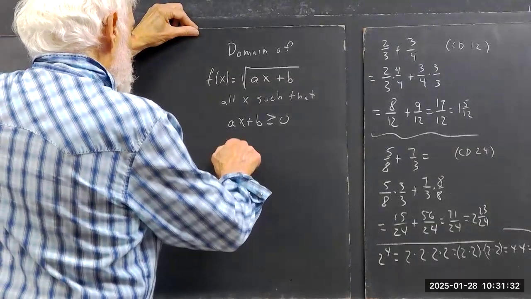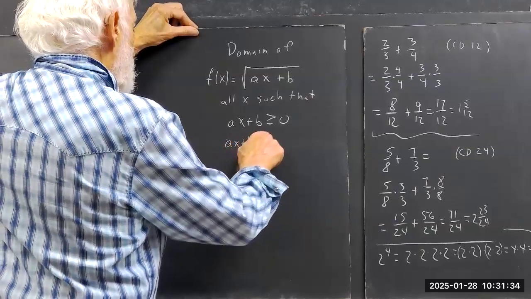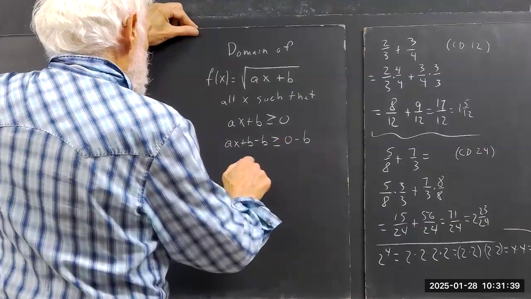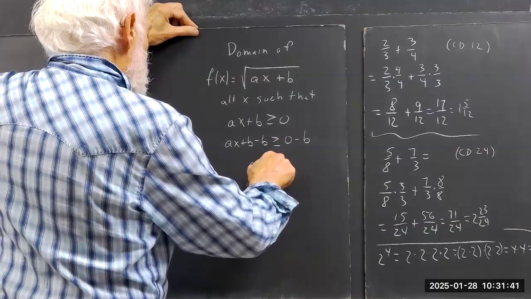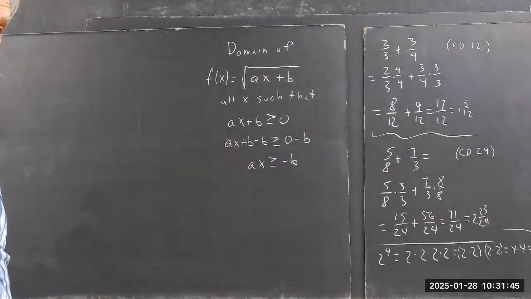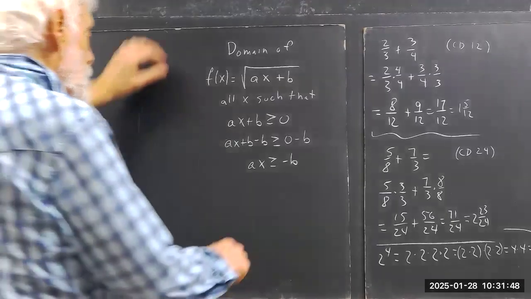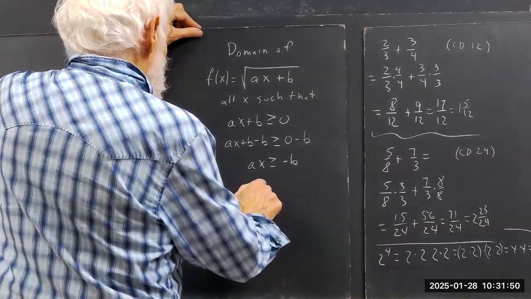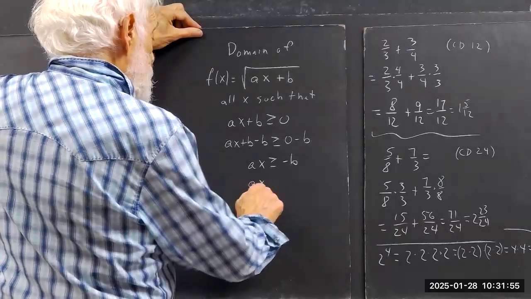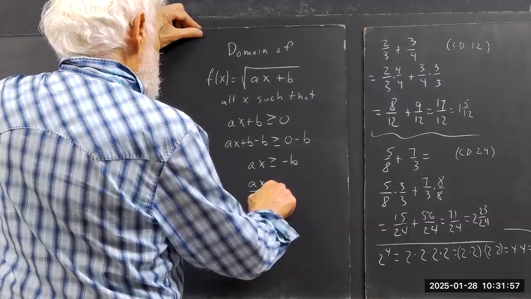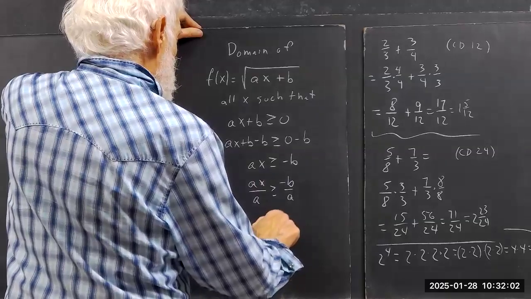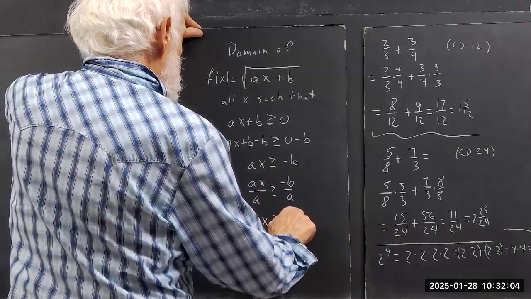So you do, okay, well, ax plus b minus b would be greater than or equal to 0 minus b. So that ax is greater than or equal to negative b. Everybody got that step? Okay. Now you're going to want to get x, so you're going to divide by a. So that x would be greater than or equal to negative b over a.